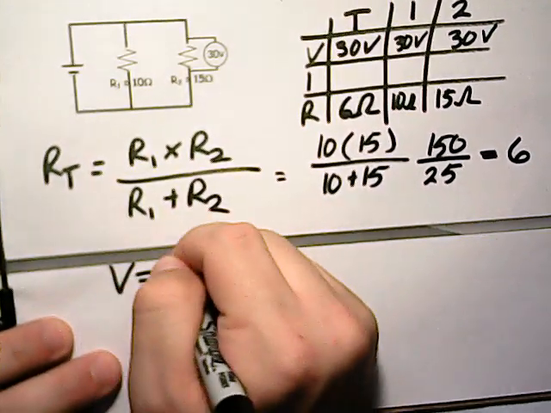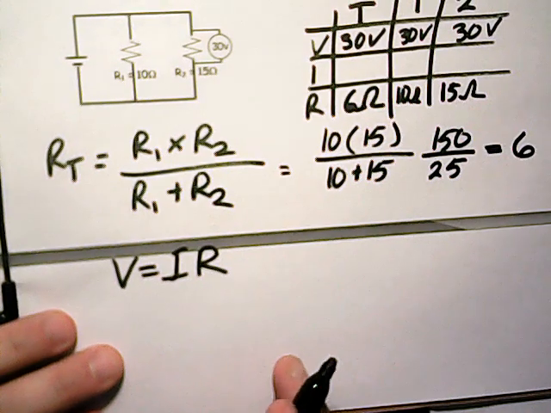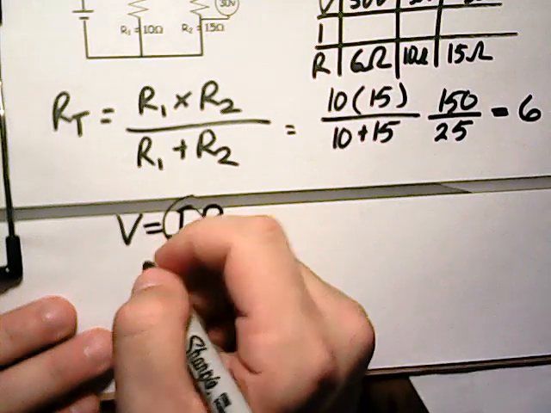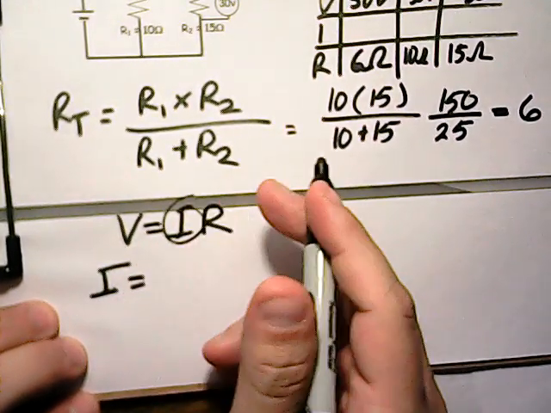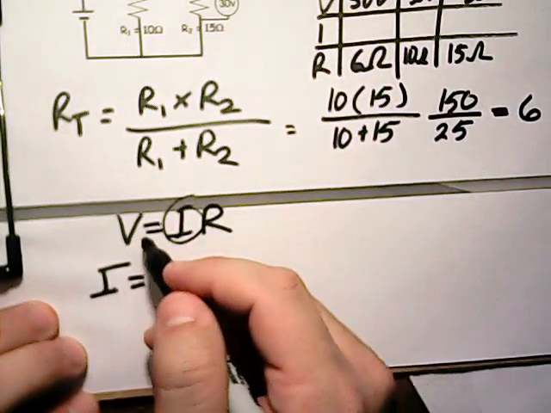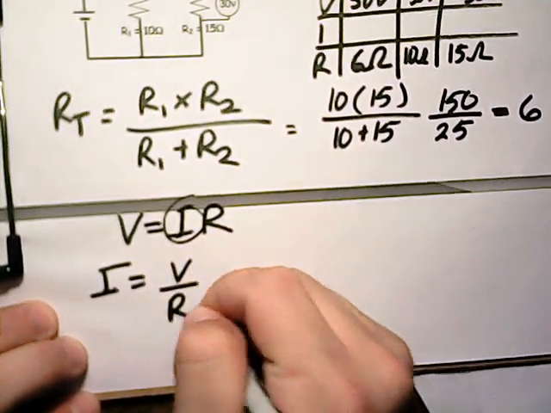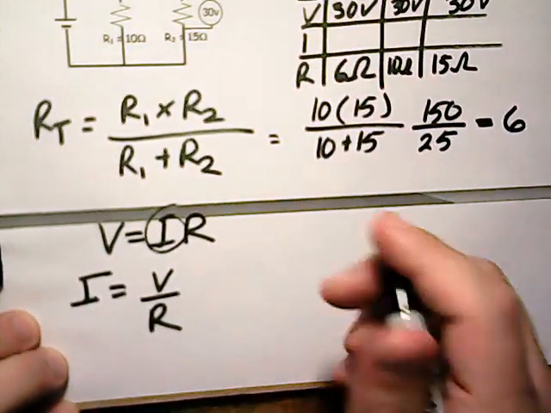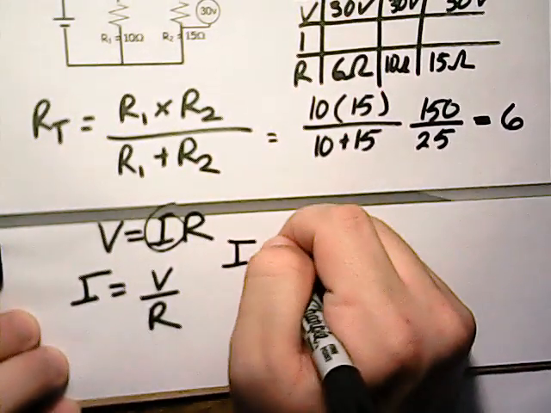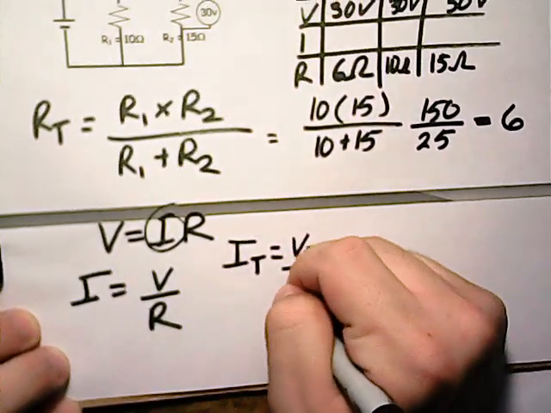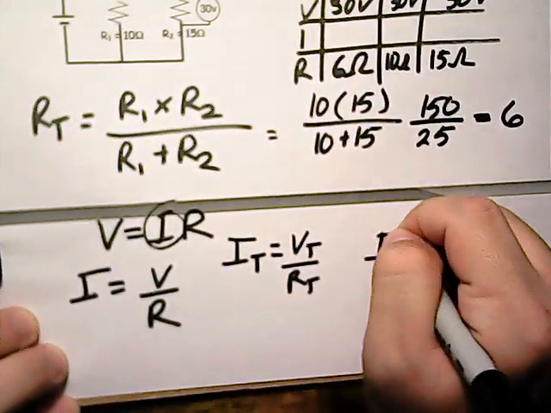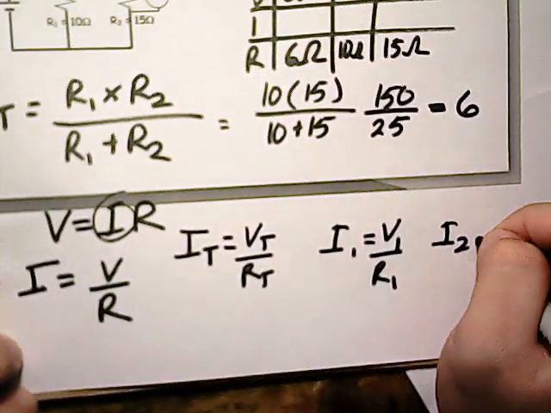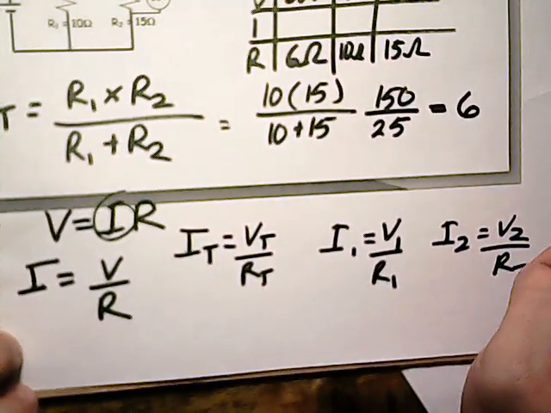Okay, V equals IR. We're solving for I. We're going to bring R to the other side. So when we rearrange this, we saw this for the last problem. Bring R over. I is equal to V over R. So this is how we're going to solve all of these. So let's say I total is V total over R total. I1 equals V1 over R1. And I2 equals V2 over R2.